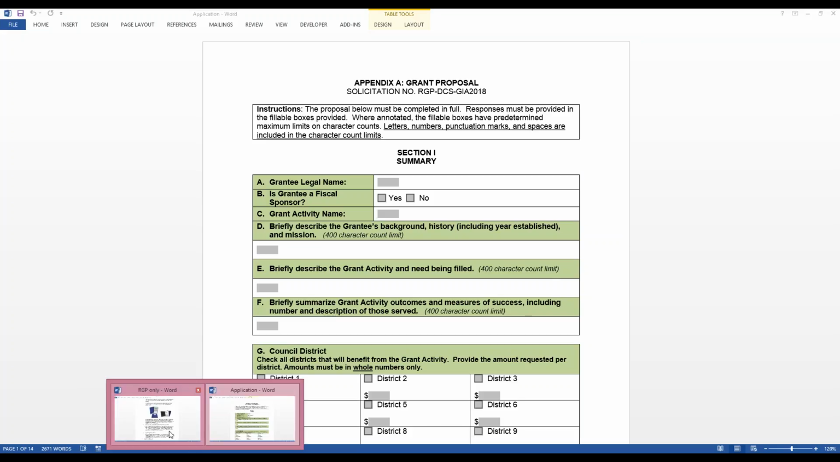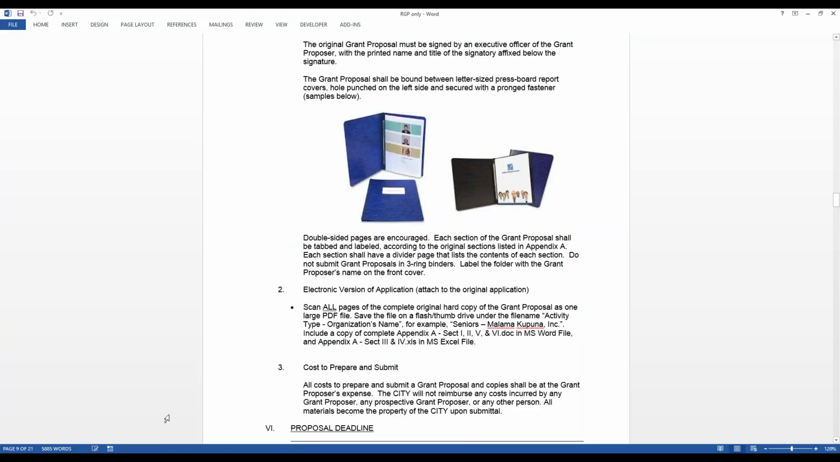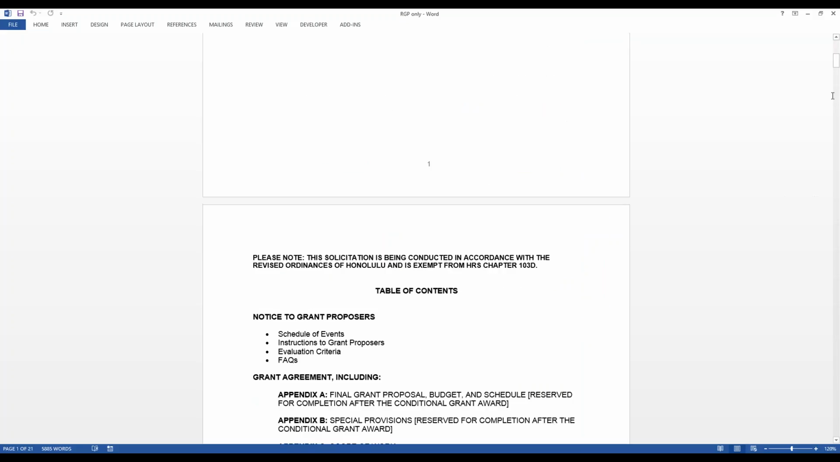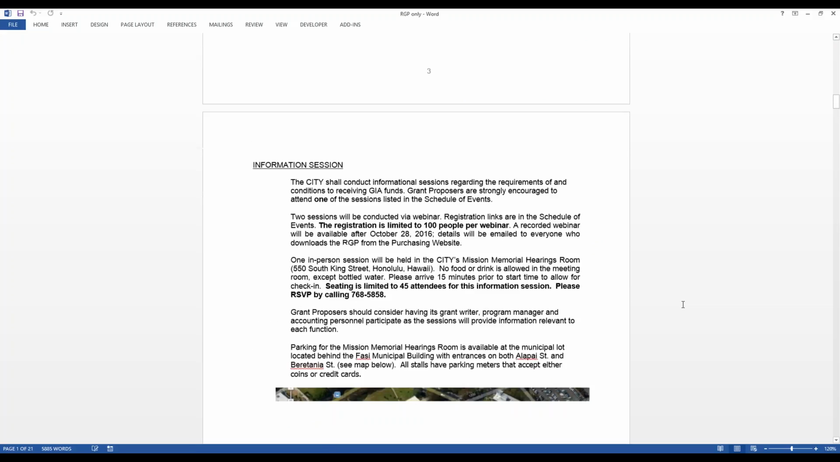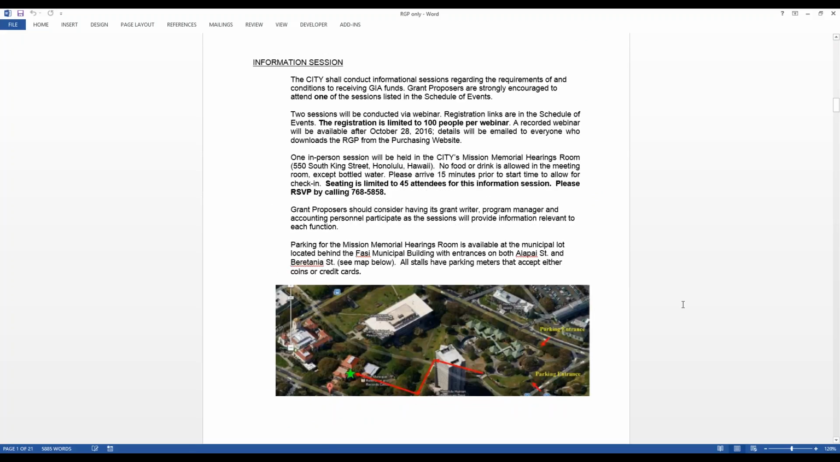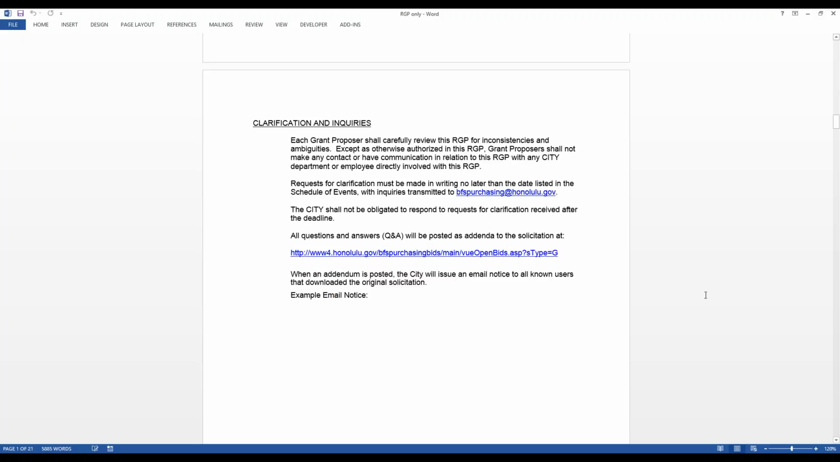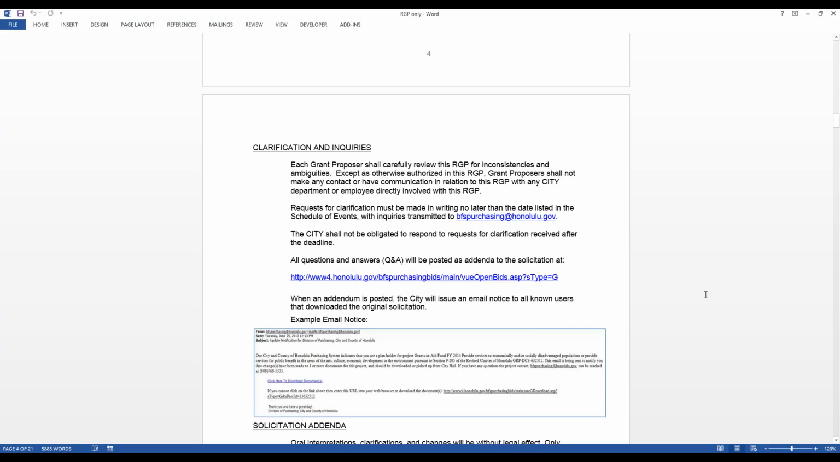Okay, and we left off with the request for grant proposal. There is not very much information left to cover. And we will start with page 5. Okay, here it is. Clarification and inquiries.